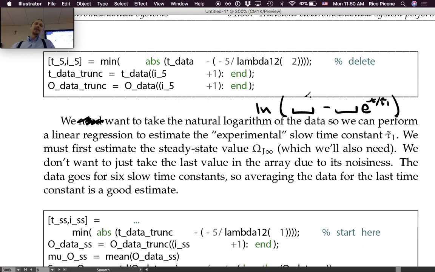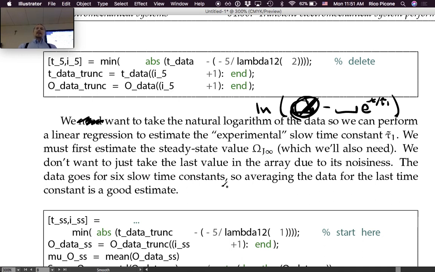So what you want to do is essentially subtract off this value before you take the log, and that value is the steady state value. Actually, you want to subtract this from the steady state value, which gives you the right sign. But essentially, that's the idea. You've got to find out what this value is so you can subtract that off, okay? And that is our steady state value, omega j infinity, which we're going to need anyway to find TF. So we want to find tau 1, we want to find TF. So omega j infinity is actually the key to both of those.